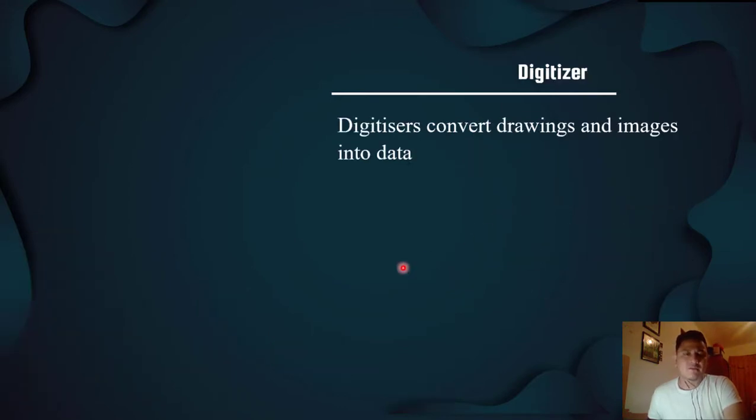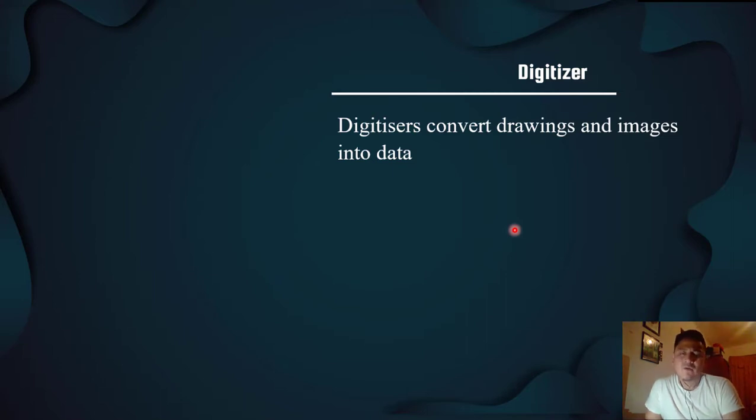The other example is the digitizer. So digitizers convert drawings and images into data. For example, a digitizer is a digital camera. Digital cameras capture still and video images and store them in electronic formats for printing, for saving, or for editing later.